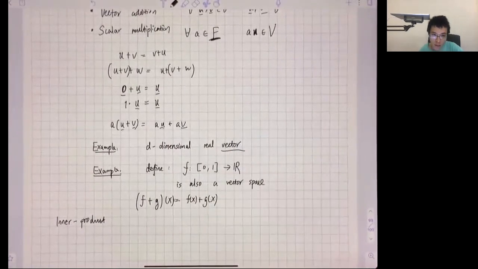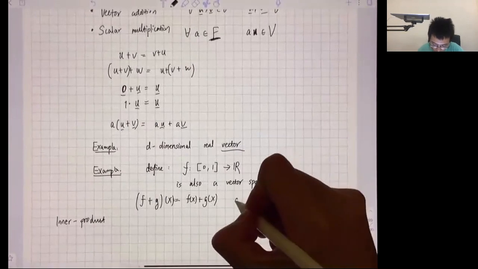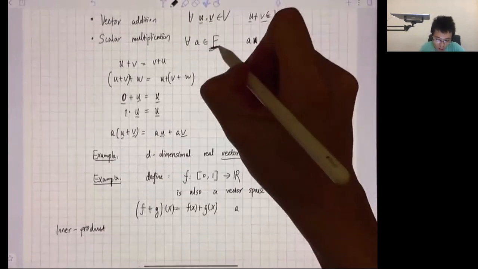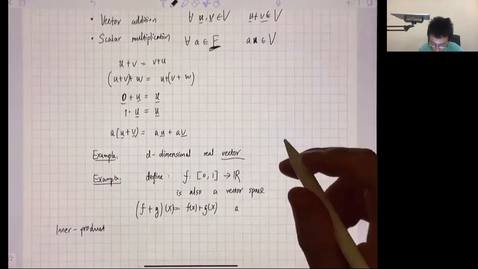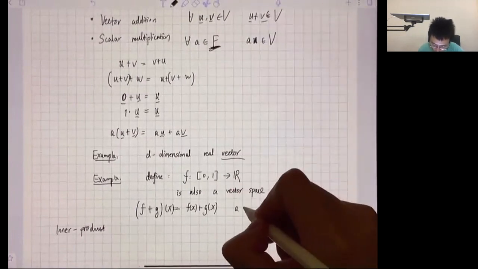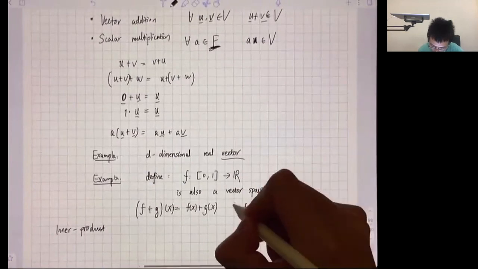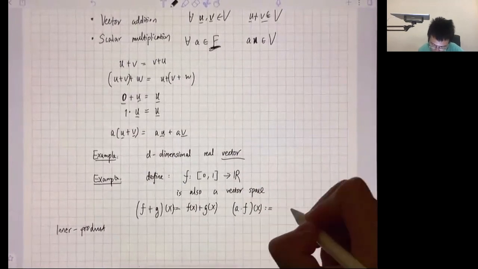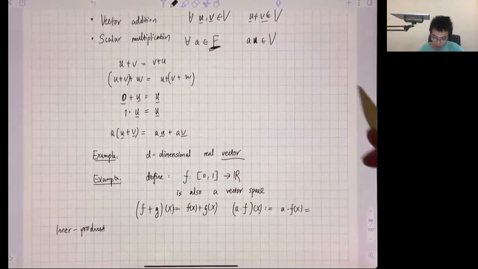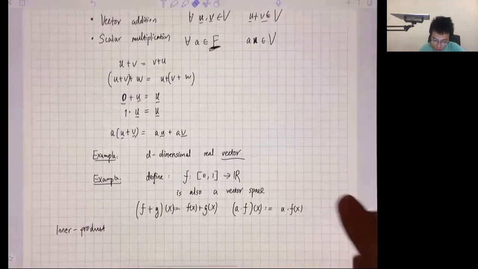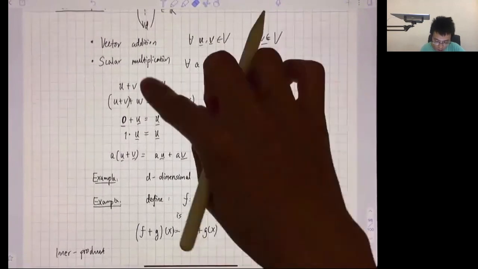And I also need a scalar multiplication. So for a in my scalar, okay, let's talk about a real field. Don't worry about complex numbers. It's just a real field. Then a times f at x, I define it to be a times f of x, okay? Then it's very easy to verify that it satisfies all these constraints, right?